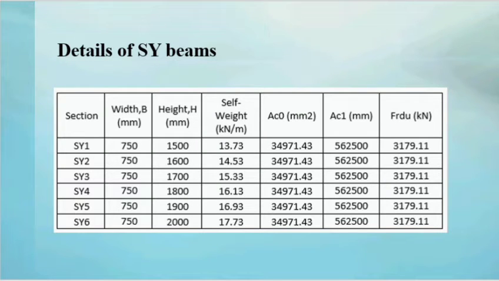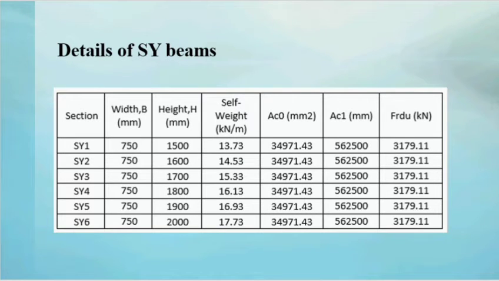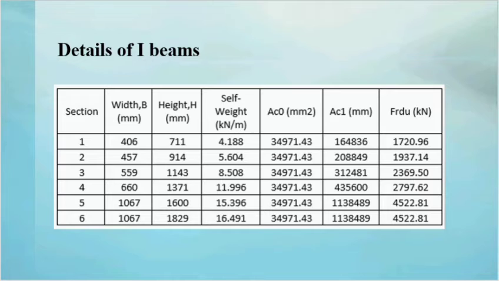These are the details of the SY beam that have been run in my study. This is also the detail of the I beam. If you notice, the value of the SY beam is the same while the I beam is different. After going through the catalog of pre-stressed beams, SY beam and I beam, there are 6 different sizes of each type.